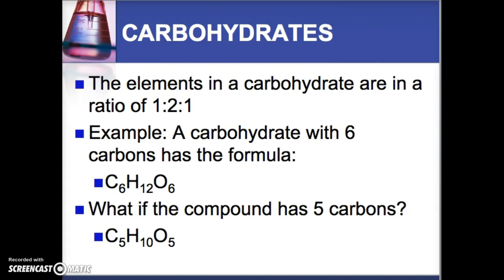Now, when the carbohydrates are formed, the elements are formed in a ratio of 1 to 2 to 1. So you have 1 carbon for every 2 hydrogen for every 1 oxygen. So a carbohydrate in this case with 6 carbons has the formula C6H12O6. And then if it had 5 carbons, it would be C5H10O5.